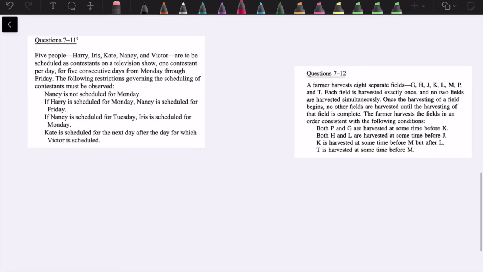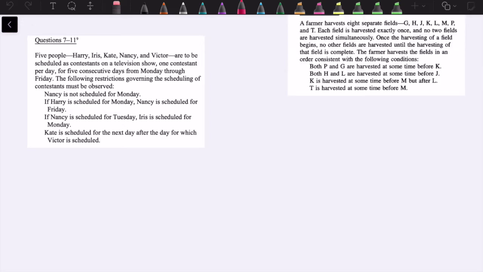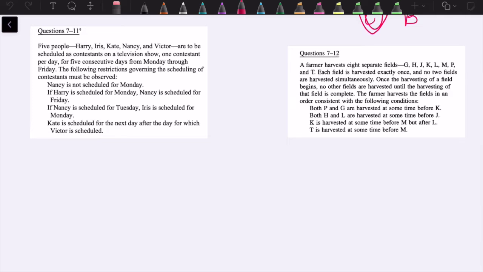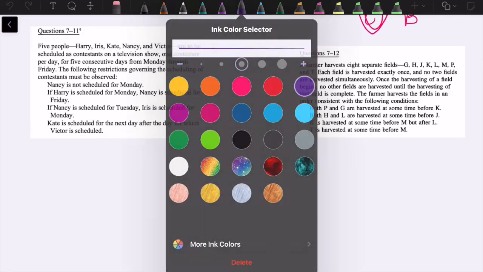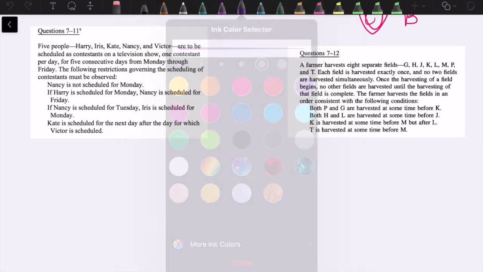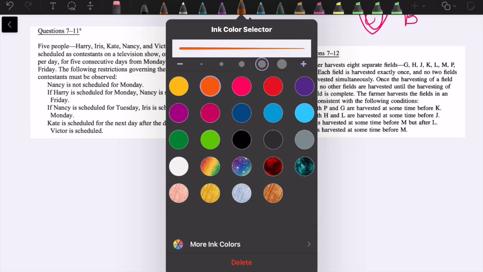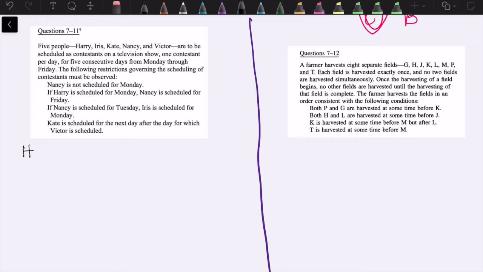All right, so I have 2 examples here. And you can go ahead and pause this video if you like for a minute and see if you can do this on your own, and then we'll do it together. All right, so for the first one on our left, it says 5 people. So we have H, I, K, N, and V are to be scheduled as contestants on a TV show, 1 contestant per day for 5 consecutive days, Monday through Friday.